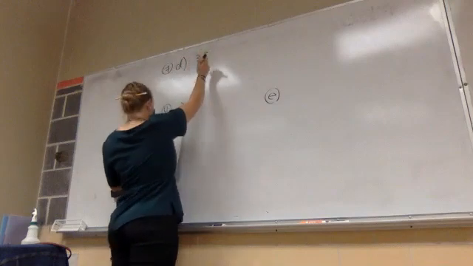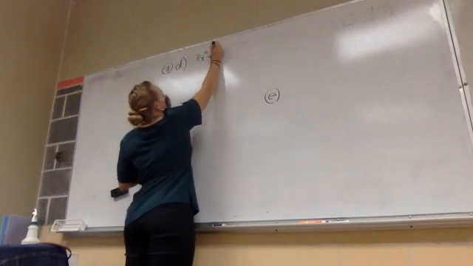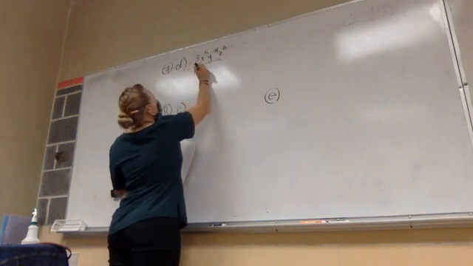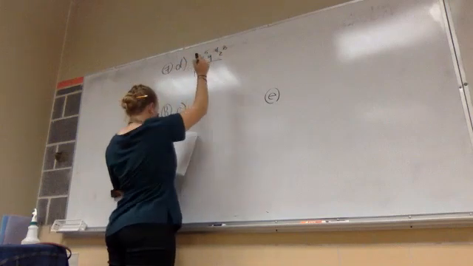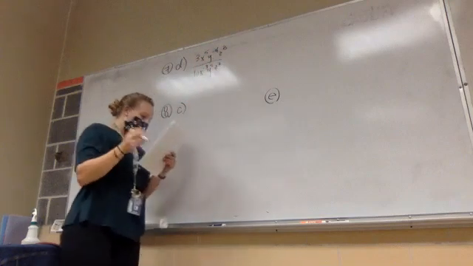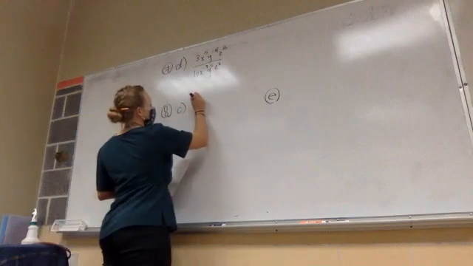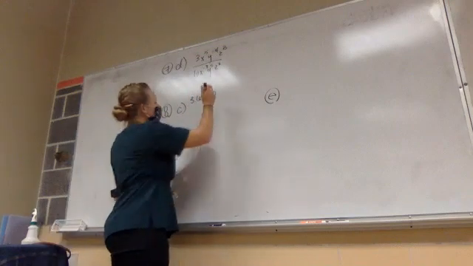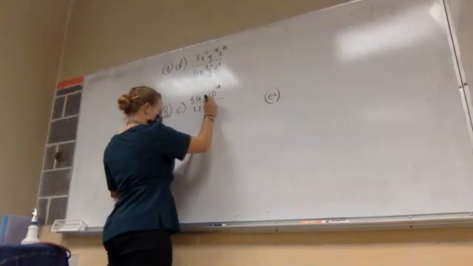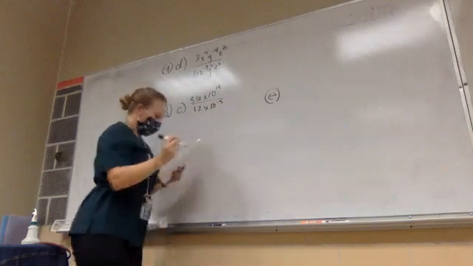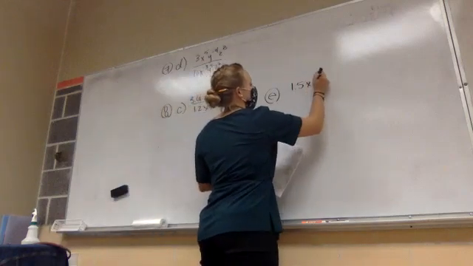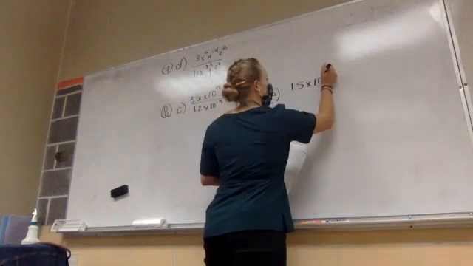3x to the 5th, y to the -4th, z to the 8th over 6x to the -3rd, y to the 5th, z squared. And c is 3.6 times 10 to the 19th, and 1.2 times 10 to the -3rd, and 1.5 times 10 to the 13th.